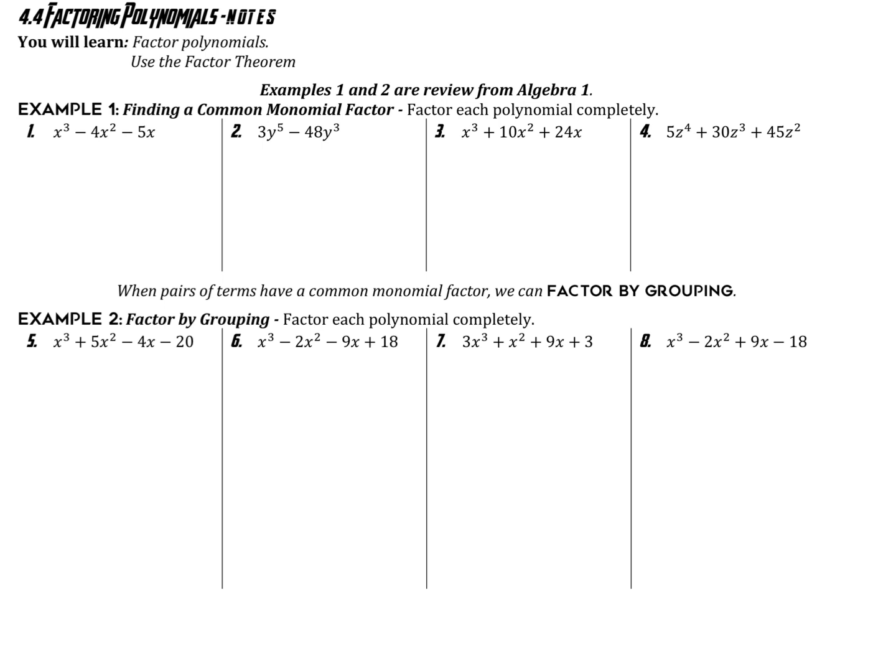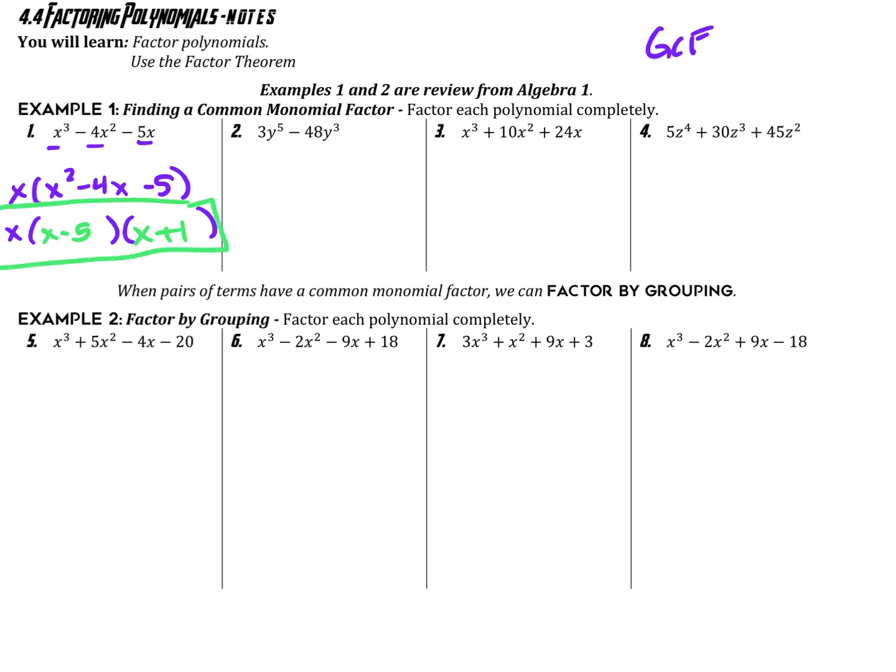So a couple of reminders, anytime we're factoring, the very first thing we always want to do is check for the greatest common factor. So if we look at example 1, all three of these terms are divisible by x, or they all have an x in common. If I factor an x out, I get x squared minus 4x minus 5. And then we have to remember we need to attempt to factor what's left over. And this inside term, this trinomial here, does factor to x minus 5, x plus 1. So always start by factoring out the greatest common factor and then factor what's remaining.